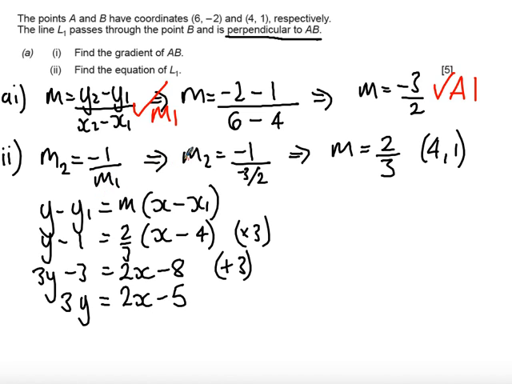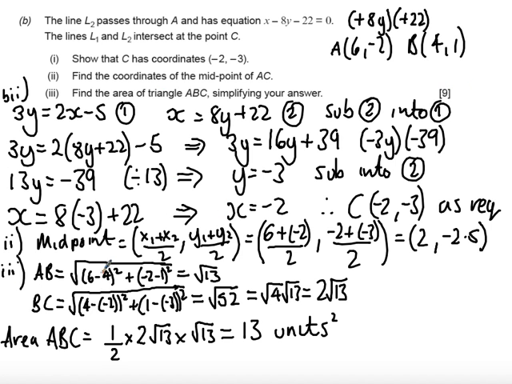There is then a method mark for using the property m2 equals minus 1 over m1, or m1 times m2 is equal to minus 1, and both the same. And then there is a method mark for using the correct method of finding the equation of a line. Finally, if you substituted in the correct values, then you get an answer mark. Okay, so let's look at part B.